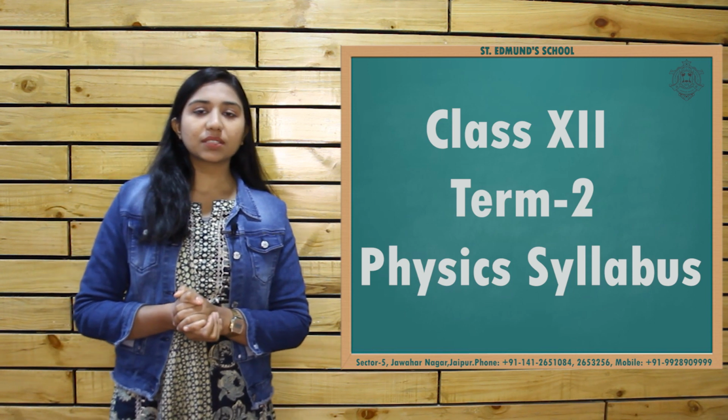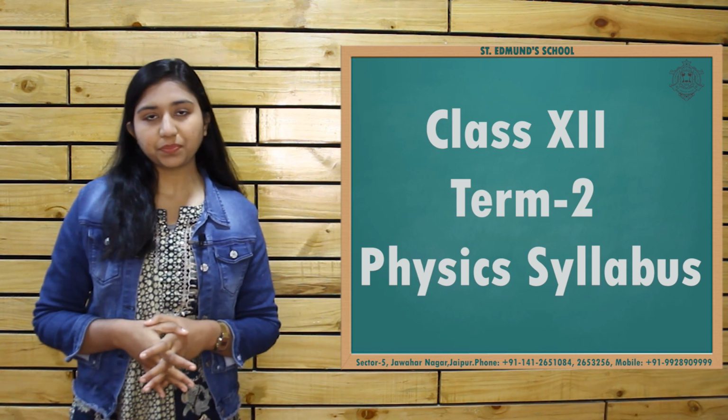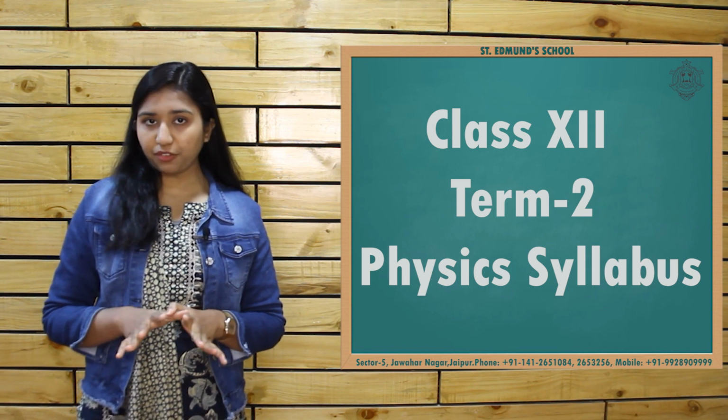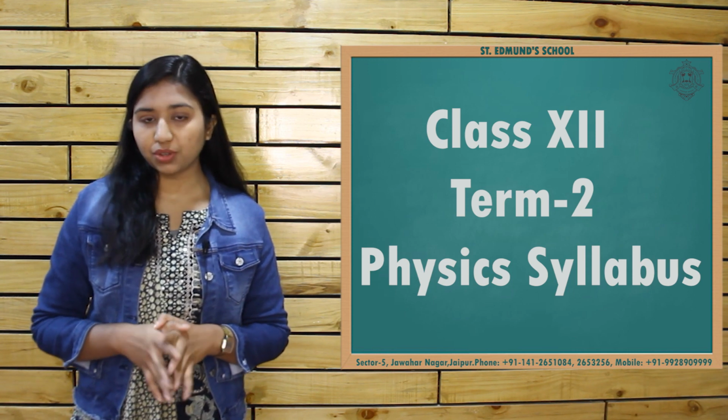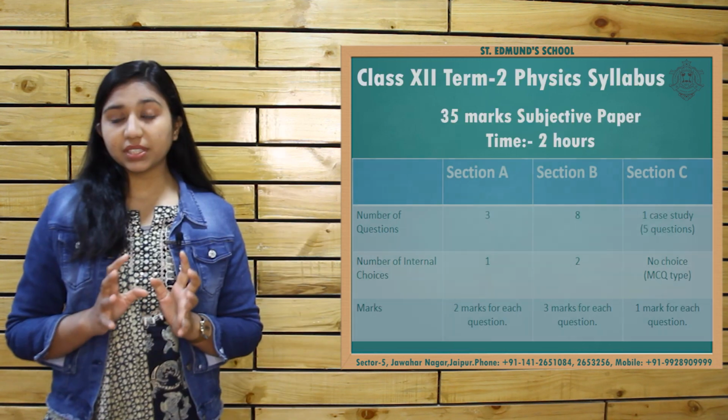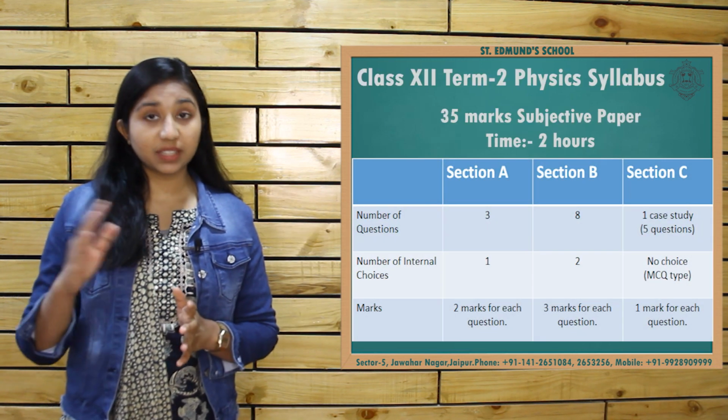So today we are going to discuss the term 2 physics syllabus. Okay, so this time we have a subjective type paper of 35 marks which you have to complete in 2 hours. We have a sample paper from CBSE in which there are 3 sections.